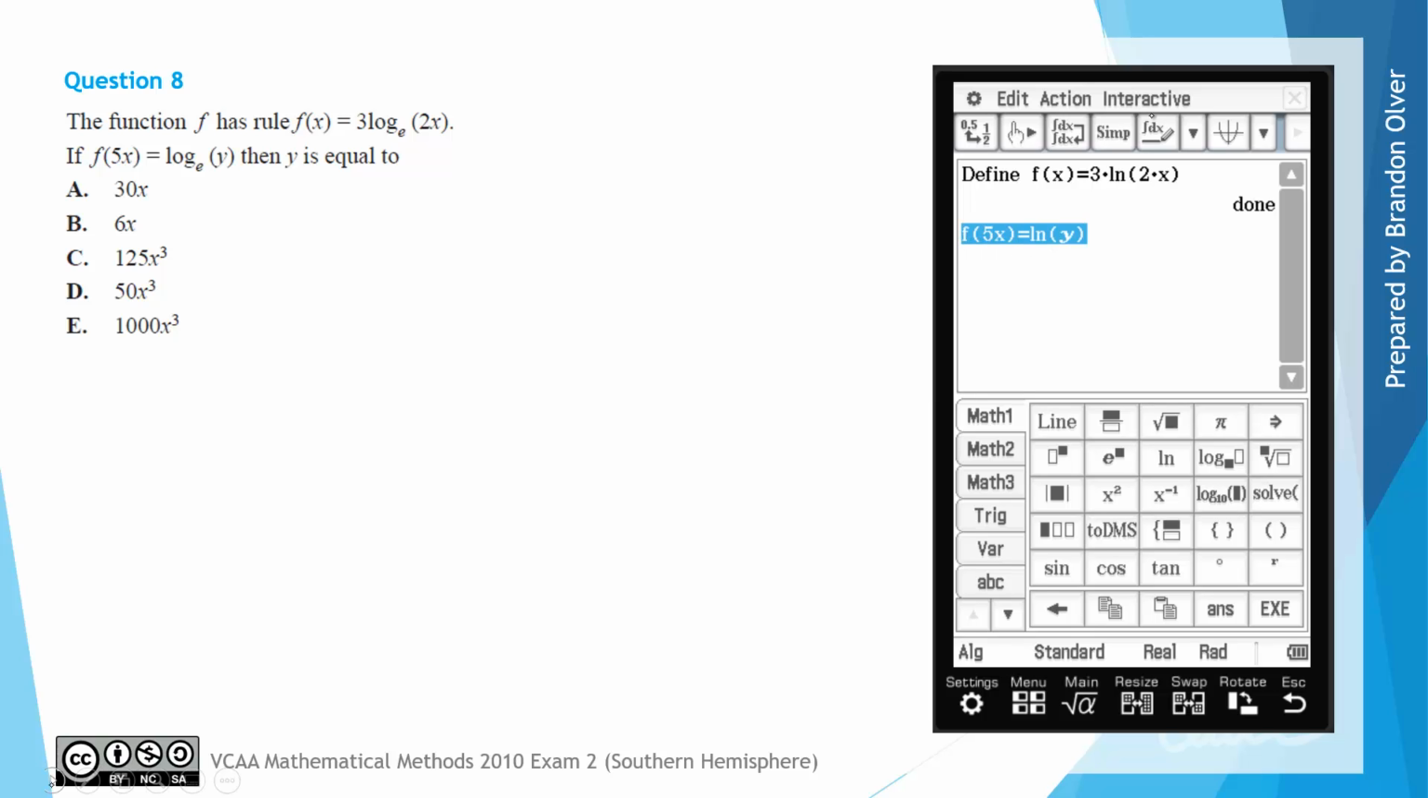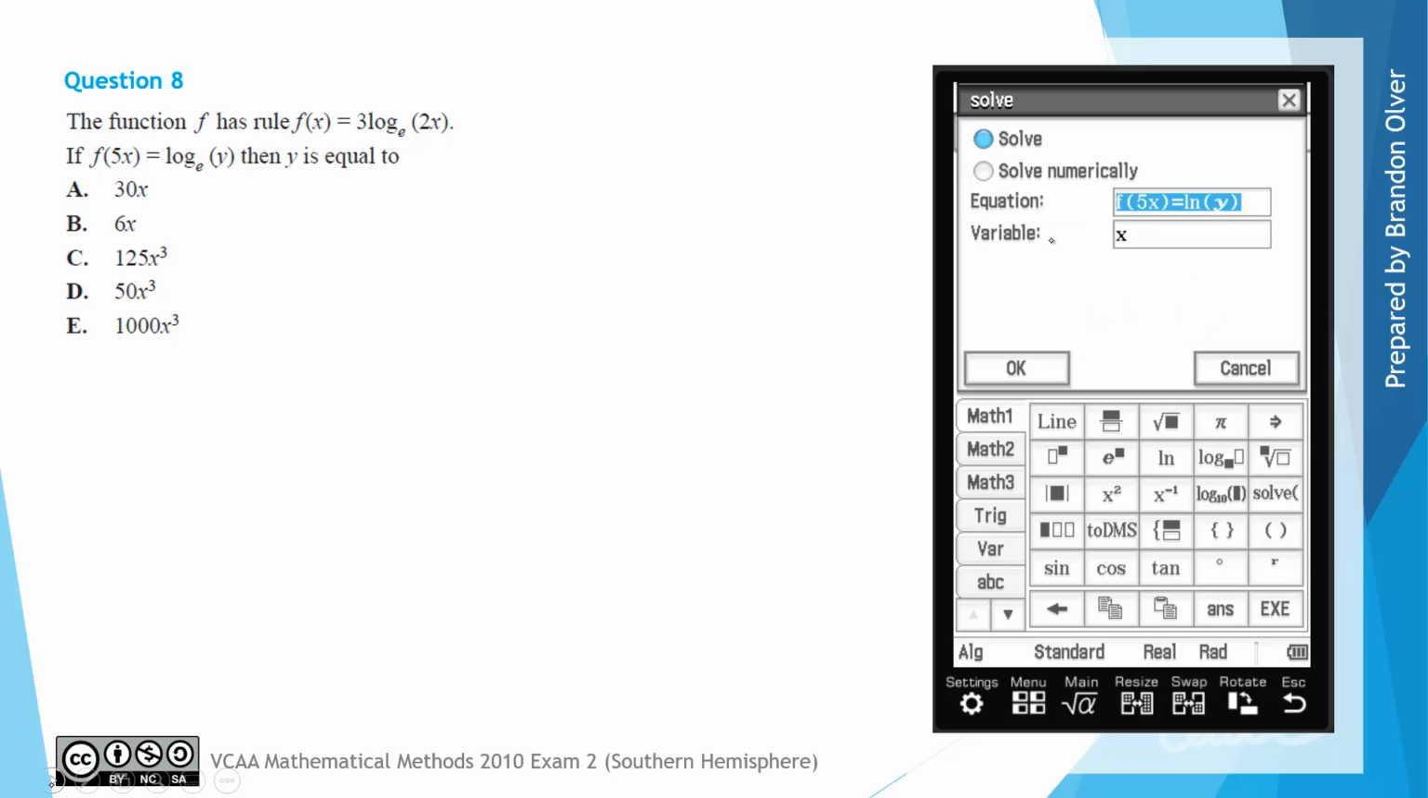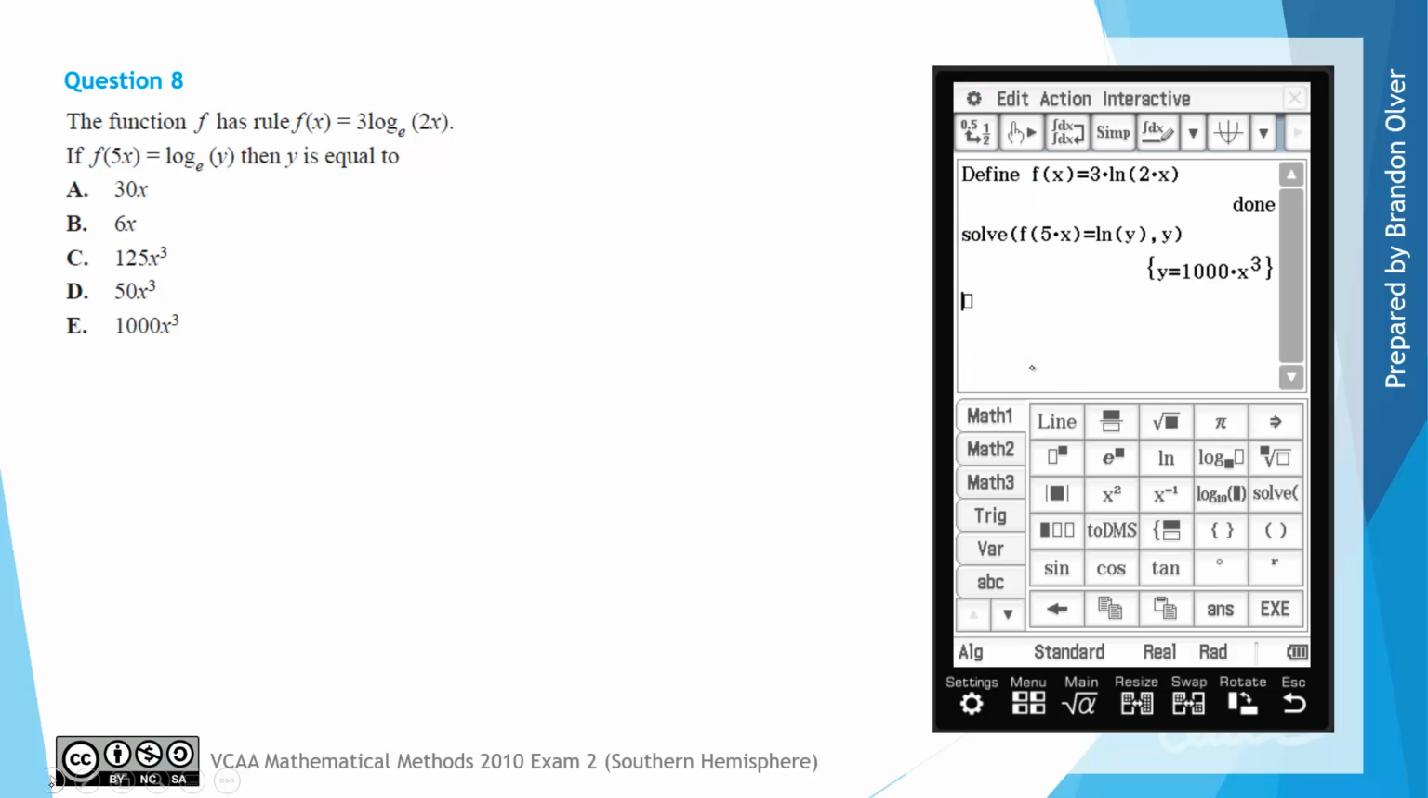So I'm going to highlight that and go interactive, equation inequality, solve. And instead of solving for the variable x, I'm going to replace that with y and hit OK. And that tells us that y is equal to 1000x cubed. So from the calculator, we can see that option E is the correct answer for this question.